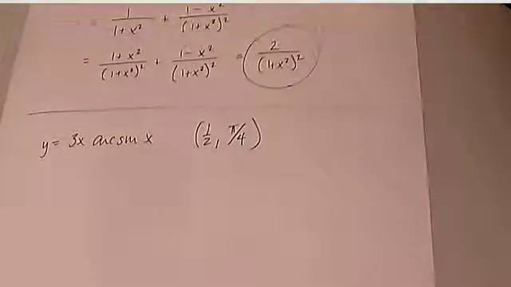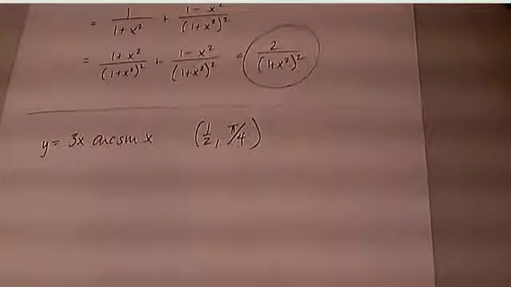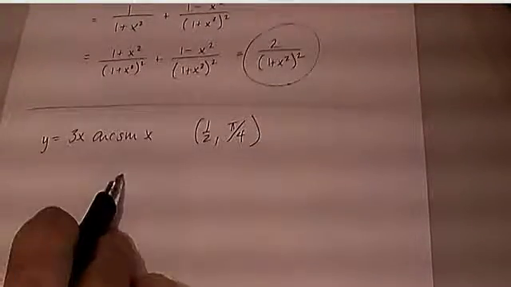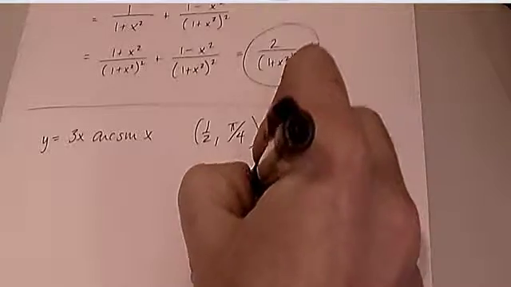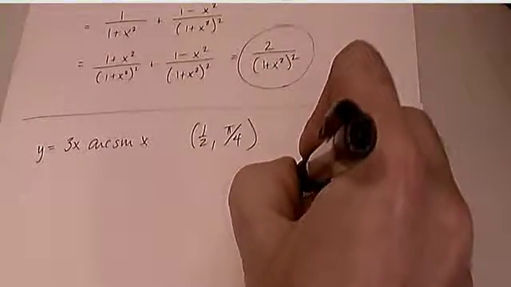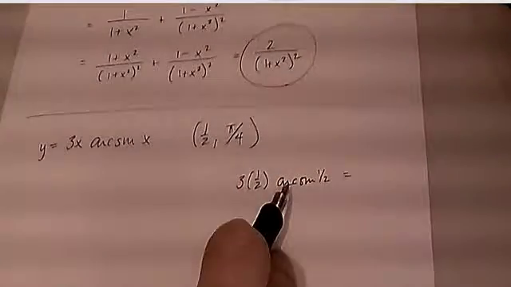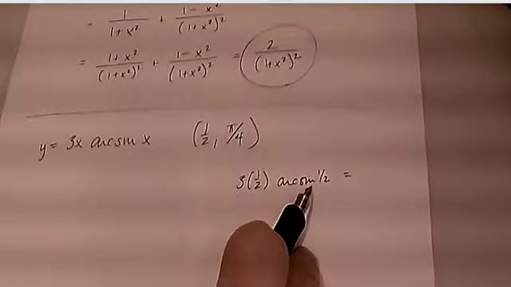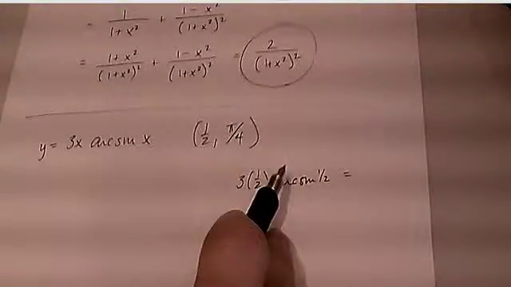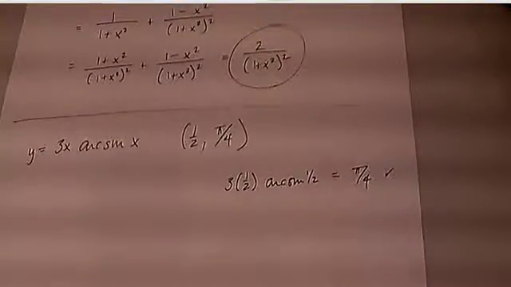Okay, so we have the ordered pair 1/2, pi over 4, and if you want to ensure that this actually is a point on the curve, you could put in 3 times 1/2 times arc sine of 1/2 and see what that equals. Now, arc sine of 1/2 is going to be what? It's going to be pi over 6. Pi over 6 times 3/2 is indeed pi over 4. Okay, so check. That ordered pair actually does occur on the curve.